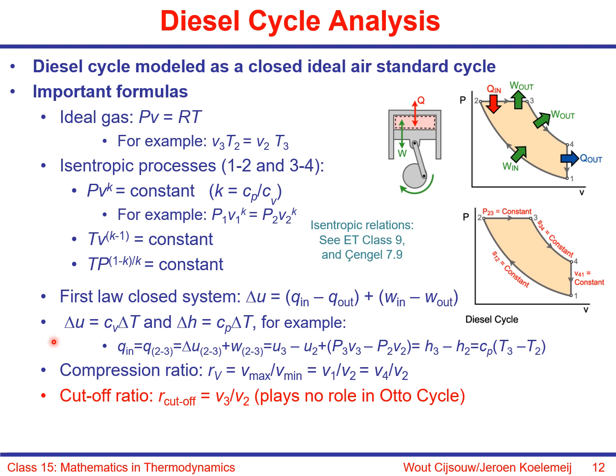In diesel engines, there's an additional parameter that doesn't play a role in the Otto cycle, and that's the so-called cutoff ratio. That's the ratio of V3 to V2. And if we look here in the PV diagram, that actually corresponds to the ratio of the final volume after the combustion phase to the initial volume of the combustion phase. And that also plays a role in the efficiency of the diesel engine. We will see that later.